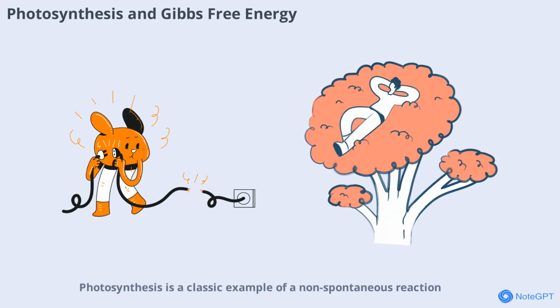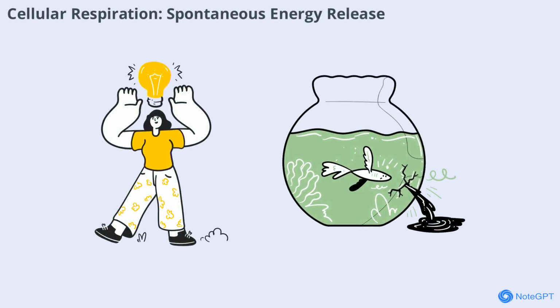Photosynthesis is a classic example of a non-spontaneous reaction. Plants convert carbon dioxide and water into glucose and oxygen, but this process requires energy from sunlight. The positive Gibbs free energy change means the reaction won't happen on its own. Instead, plants harness solar energy to drive the process, showing how living systems use external energy to create order and store chemical energy.